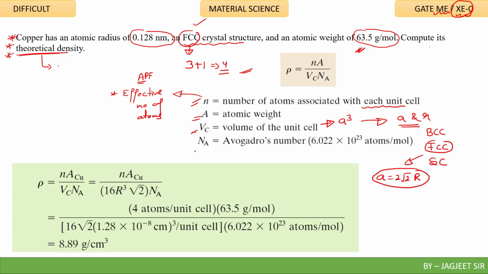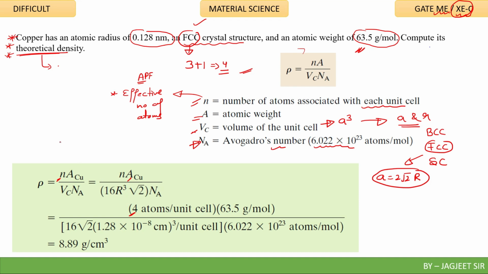Now let's see Na. Na is nothing but the Avogadro number. Directly you can remember its value, 6.022 into 10 to the 23 atoms per mole. So directly this question has come. Now when you put the values, small n is 4 atoms per unit cell, A is the atomic weight of copper given to you. Similarly you can calculate the volume, which is a cube. Here you can see R cube is there, so when you do the cube you can see.